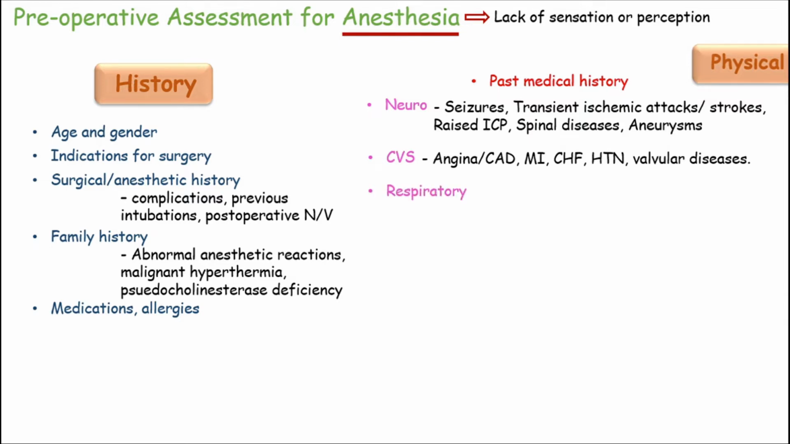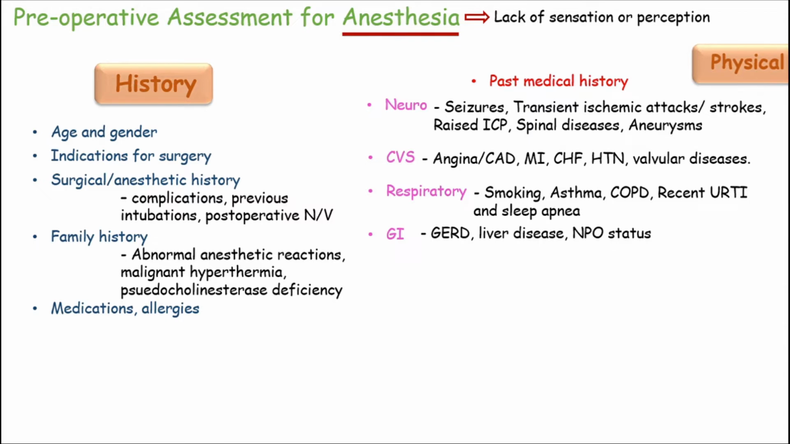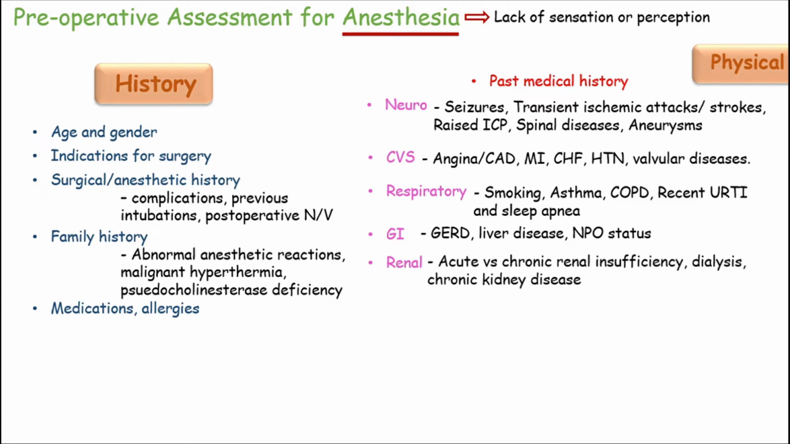Next, respiratory issues: smoking, asthma, chronic obstructive pulmonary disease, or recent upper respiratory tract infections, and sleep apnea. Gastrointestinal history: gastroesophageal reflux disease, liver diseases, and a past condition where nothing is ingested perorally, which is also known as NPO status. History of renal issues: acute or chronic renal insufficiency, dialysis, or chronic kidney diseases. Hematological history includes anemia, coagulopathies or blood dyscrasia.